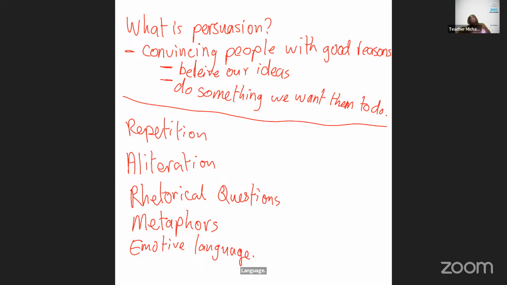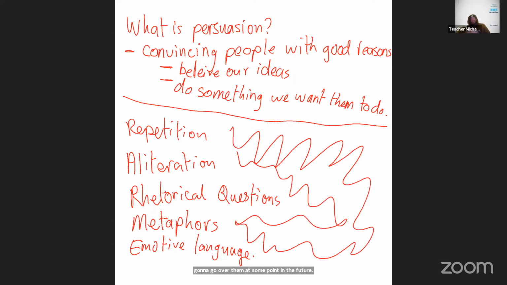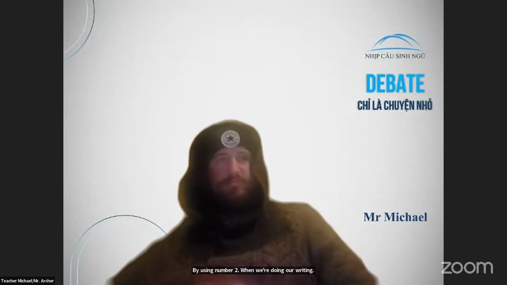So we have all of these different techniques. We're going to go over them at some point in the future, but we have all of these fantastic techniques that we can use to make our writing more persuasive. So we can do number one by using number two when we're doing our writing. First of all, I'd like to show you guys a little document that I made up, and then I've got a couple of examples to have a look at and analyze.